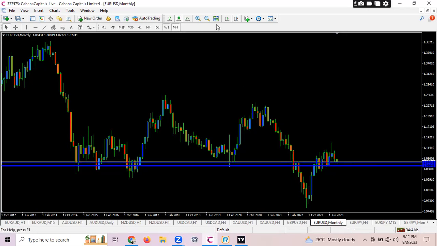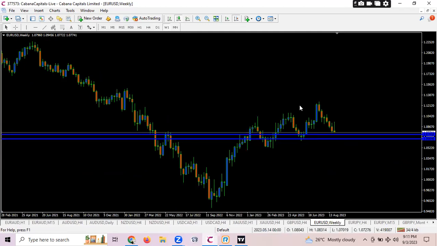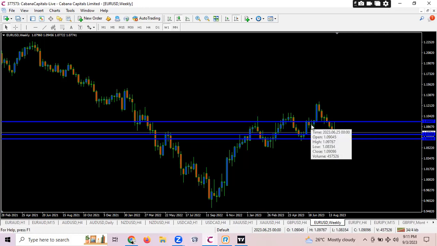Let's go down to weekly. Last week candle closed as an inverted hammer, bearish inverted hammer. So before you consider buying, you have to wait for the weekly or daily candle to close bullish before you consider buying Euro USD. Look at the chart, you see we had a resistance here, and we had a support here, which became a resistance.